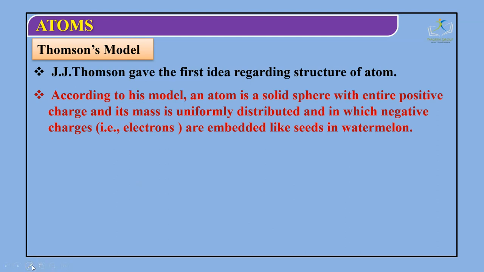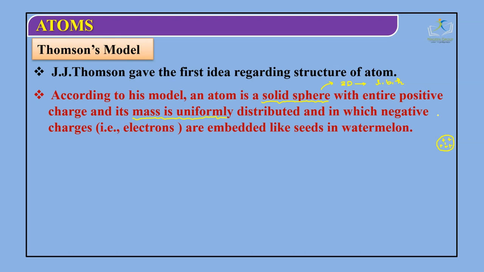So students, according to the model of Thomson, he proposed that the atom is a form of solid sphere. When we talk about this sphere, it is a 3D model, meaning it has length, breadth and height also. And the mass is uniformly distributed. So we have to consider a sphere where the charges are equidistantly placed. That means they are uniformly distributed.